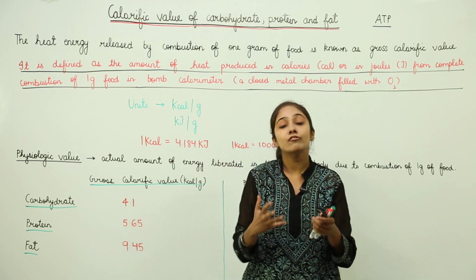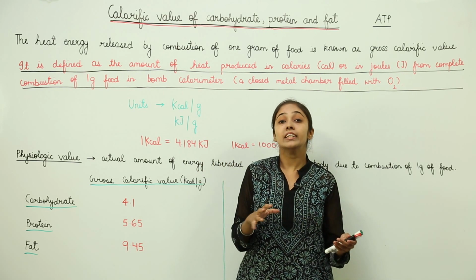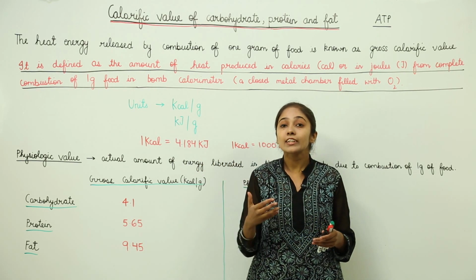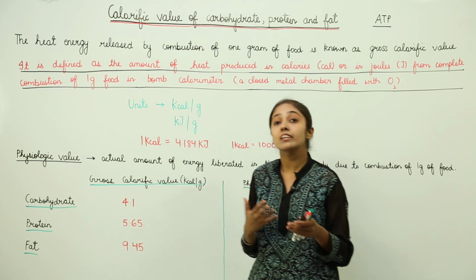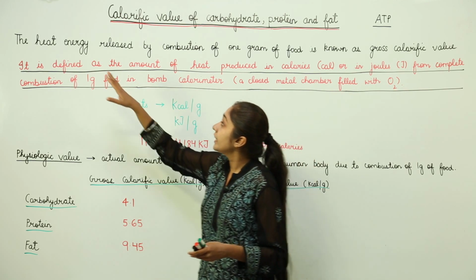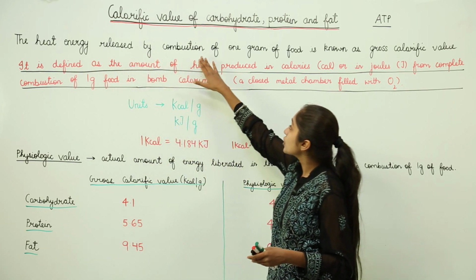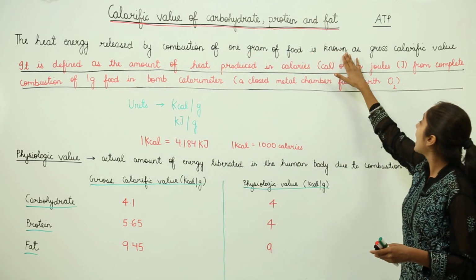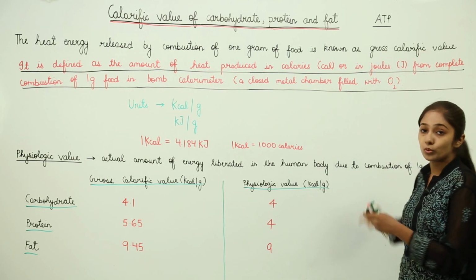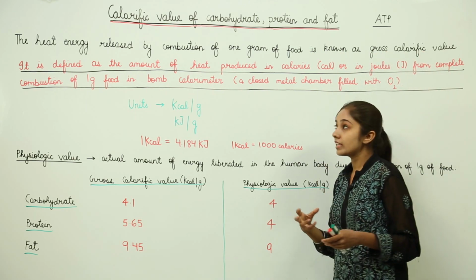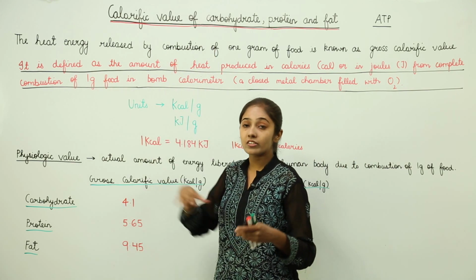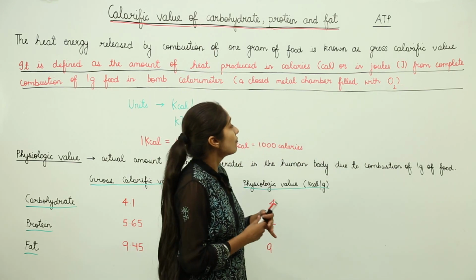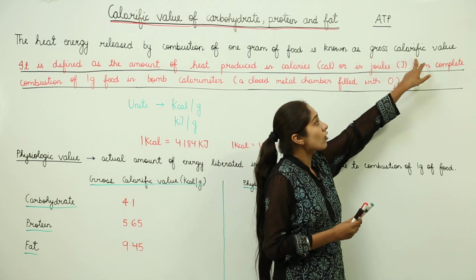Now all the forms of energy are mainly heat energy. So we calculate calorific value in terms of measuring the heat energy that is produced. The heat energy released by combustion of 1 gram of food is known as gross calorific value. When 1 gram of food is burnt, the heat energy released by its combustion, we call it the gross calorific value.